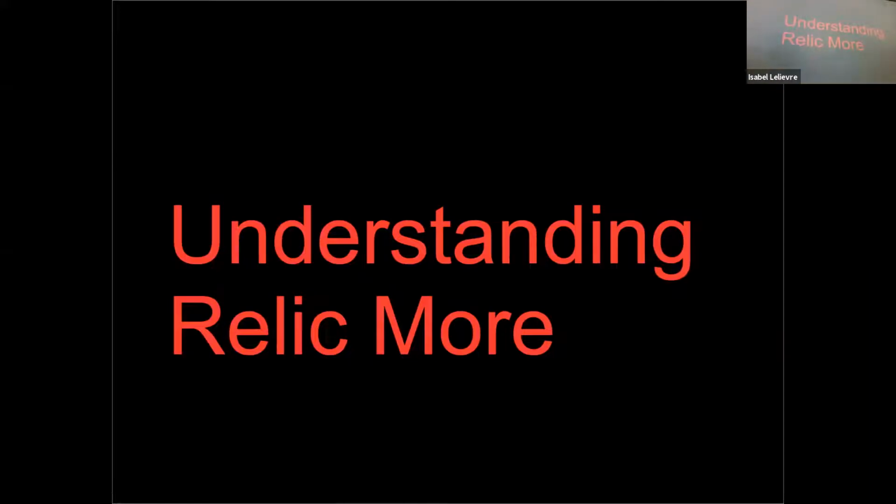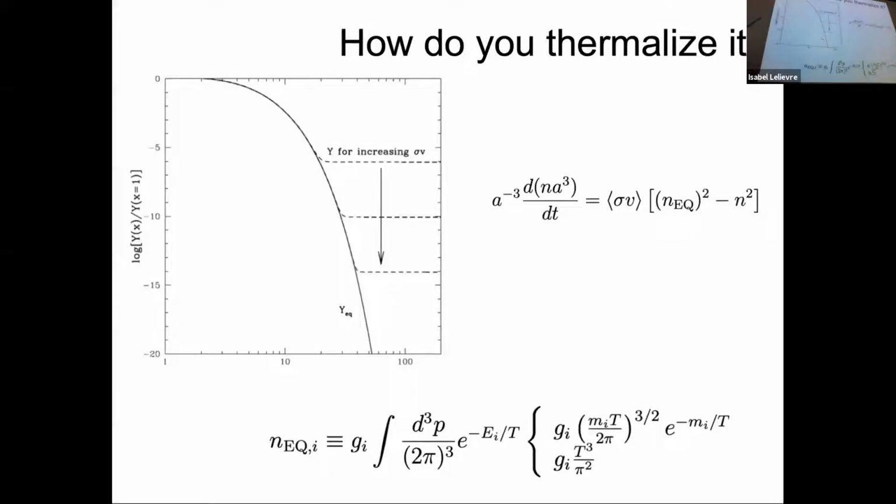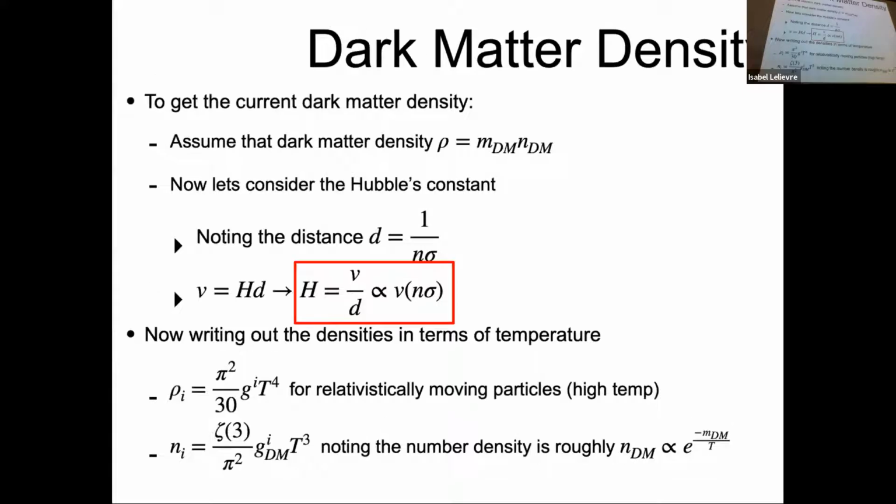So the next thing is, now you've made your favorite complicated model, right? And now you thermalize it and understand it. And I guess you guys have gone through how to thermalize it. The kind of two-slide derivation that I'll show is that you can get a distance by just noting that the number density times the cross section, one over that, is a distance, right? When you're thermalizing. And you can relate this distance to the velocity of the particles when the universe is expanding by multiplying it by H, right?